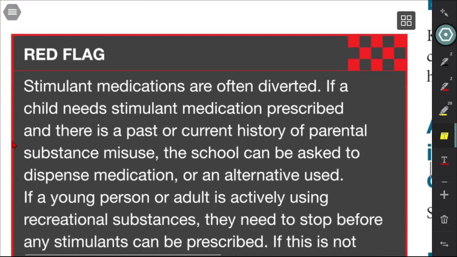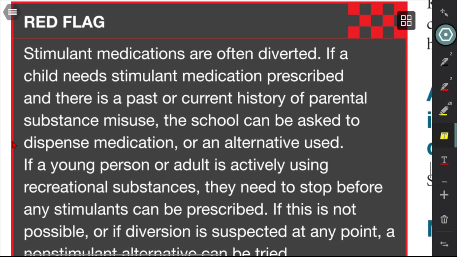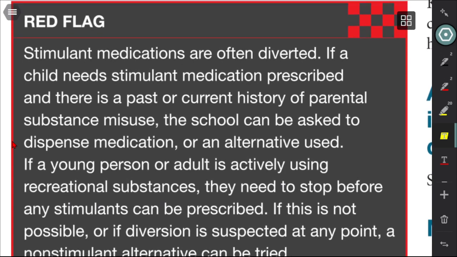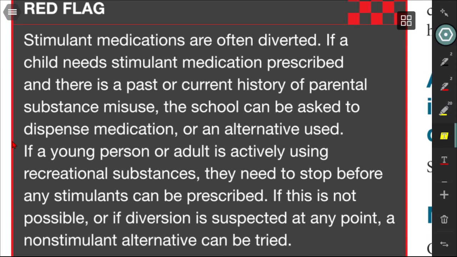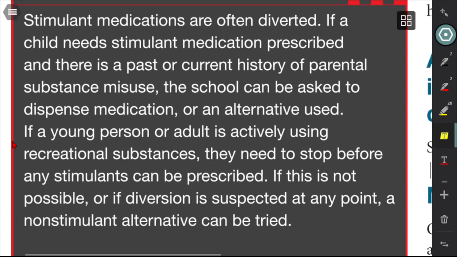Here we have a red flag. Stimulant medications are often diverted. If a child needs stimulant medication prescribed and there is a past or current history of parental substance misuse, the school can be asked to dispense medication or an alternative used. If a young person or adult is actively using recreational substances, they need to stop before any stimulants can be prescribed. If this is not possible, or if diversion is suspected at any point, a non-stimulant alternative can be tried.